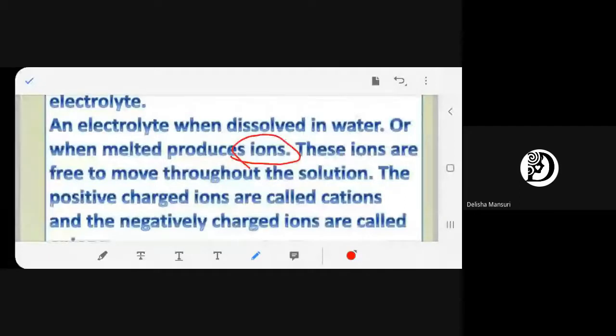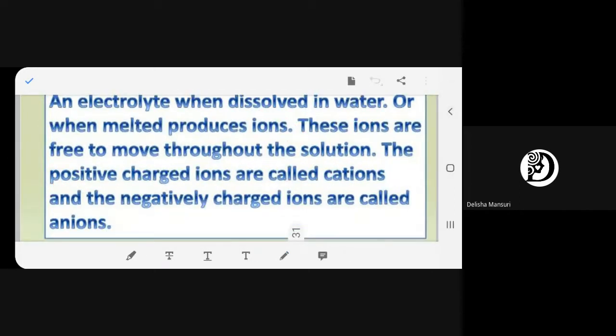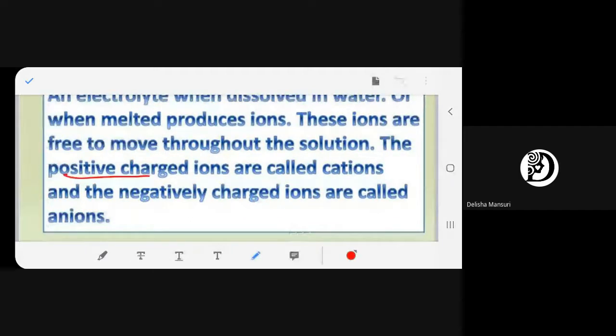Now these ions are free, they can move anywhere. There are two types of ions. One is positive charge, which is called cations, and one is negative charge, which is called anions. Positively charged cations, negatively charged anions. You understood now?